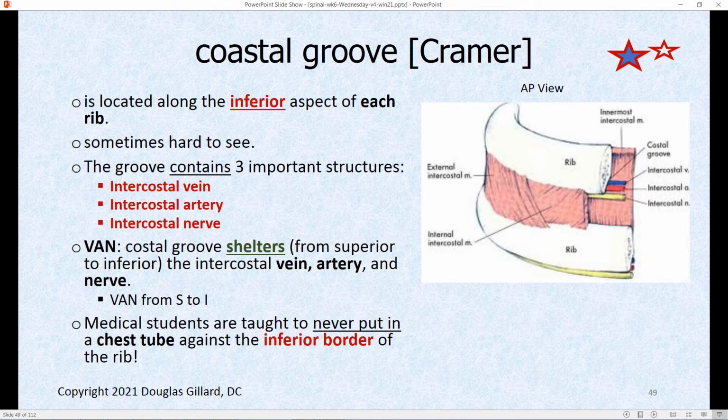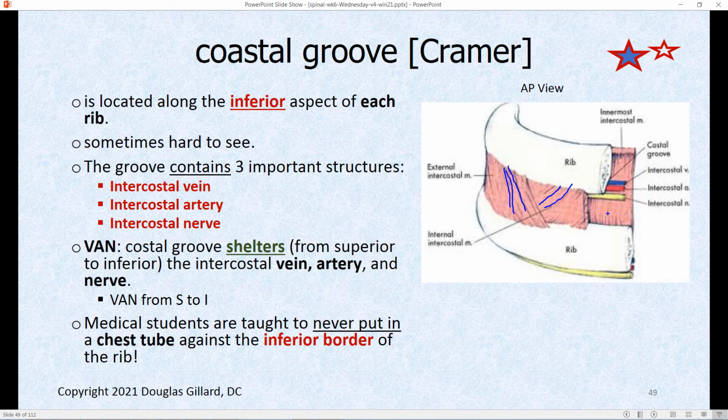Costal groove is a very important concept for spinal anatomy and next quarter's anatomy as well. So these ribs have some meat between them, just like ribs that you go out and eat. They have intercostal muscles. There's an external intercostal muscle, an internal intercostal muscle with fibers running like this. External runs like this. And then you have an innermost intercostal muscle here.